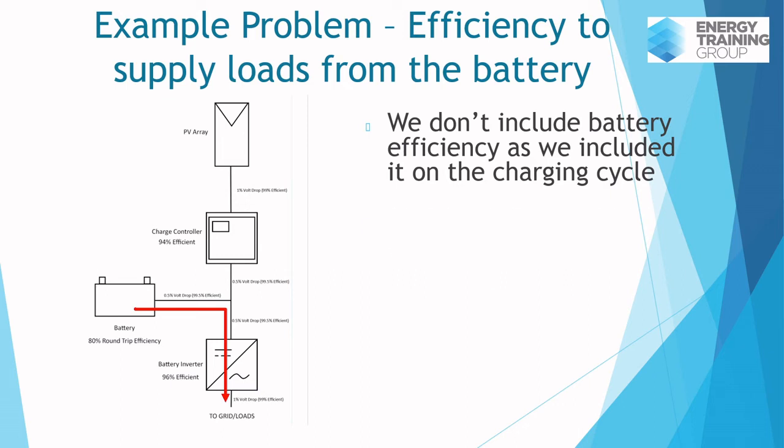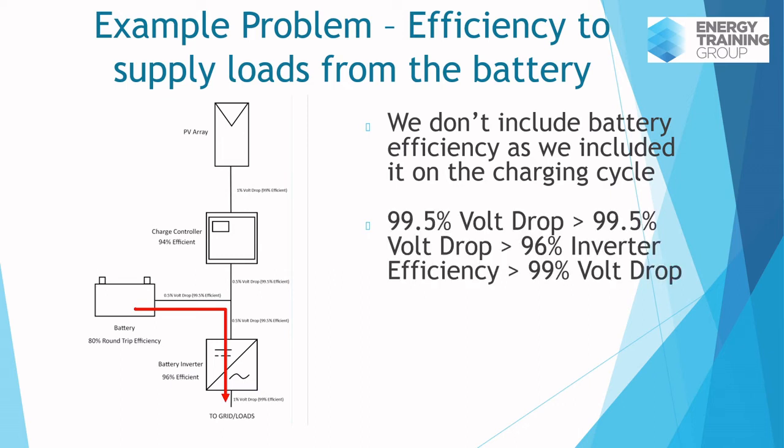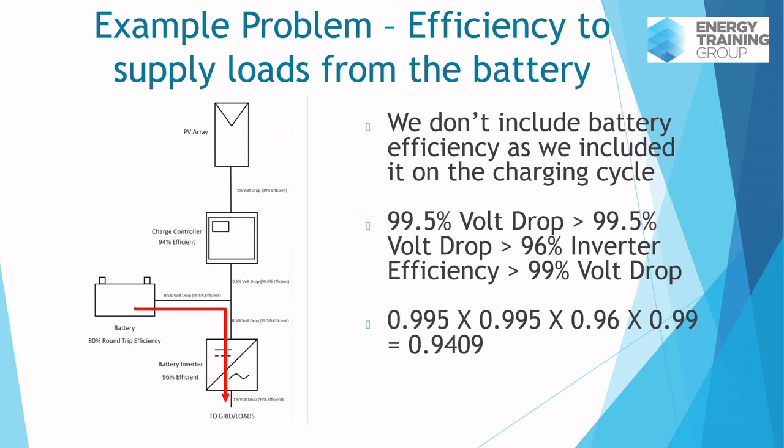So let's follow our circuit path. All right, ignoring our battery efficiency, we've got 99.5% volt drop, and then another section of 0.5% or 99.5% volt drop. We go through our 96% efficient inverter, and then we've got 1% on the AC side or 99% volt drop on that side. We combine them all together, we get 0.9409 or 94.09% efficient when we are supplying loads from the battery. And that's a pretty quick rundown on how we combine efficiencies when we're looking at any of the questions in the system efficiency module.